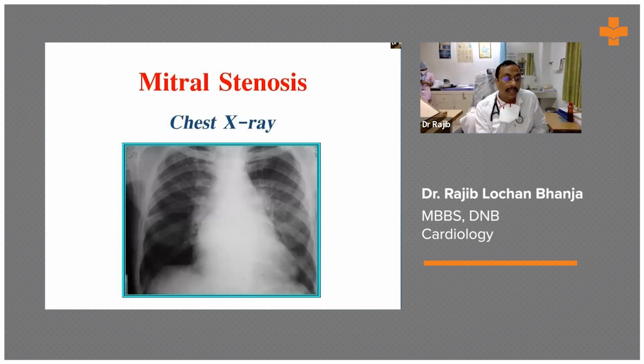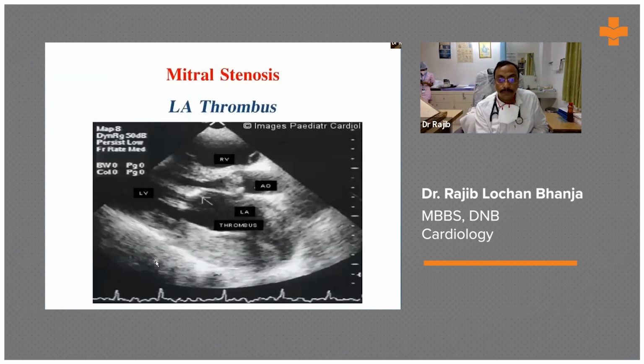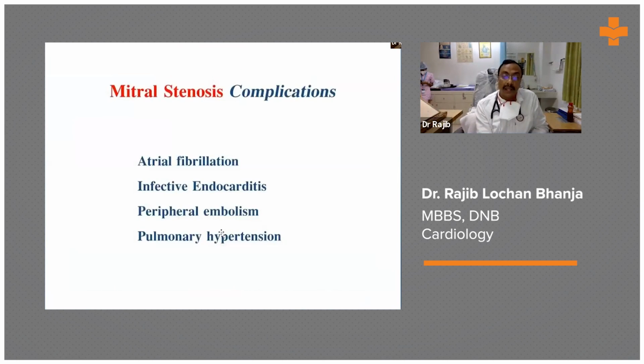Second, electrocardiography. Sometimes we get a rapid ventricular rate, sometimes atrial fibrillation, atrial flutter, fibrillation. There is P pulmonale, left atrial enlargement will be there, sometimes right atrial enlargement. In complications, there may be atrial fibrillation, peripheral embolism, pulmonary hypertension, and isolated infective endocarditis is very rare. But in combination with mitral stenosis, with mitral regurgitation, we can get infective endocarditis. Otherwise, it is very rare in isolated mitral stenosis.